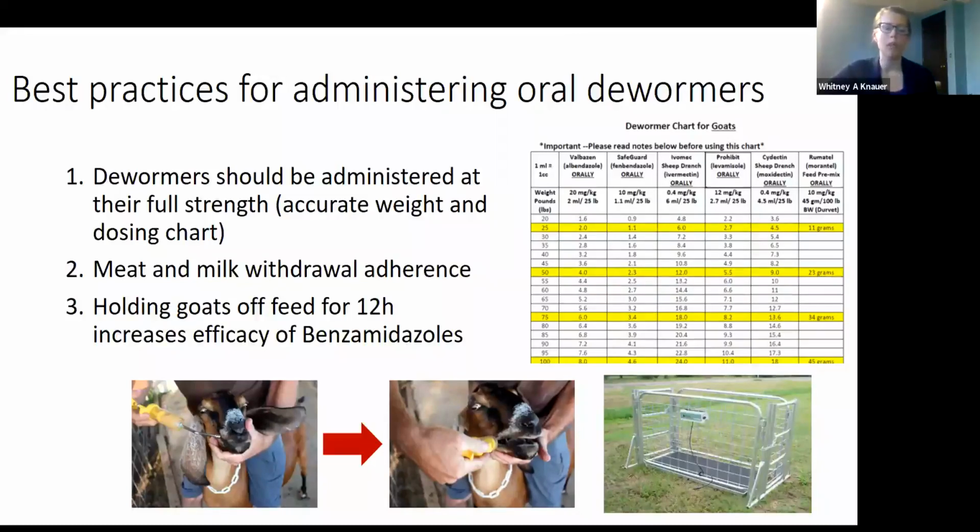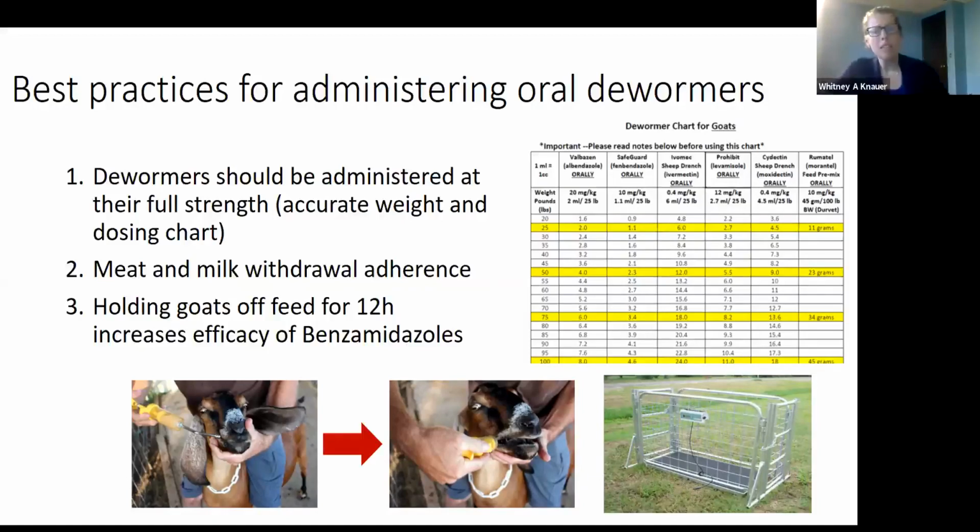So to make sure that we're getting that dosing syringe all the way behind the torus linguae, or the little lump in their tongue. So I want to get behind that into their pharynx so that they swallow. We want to make sure that we're adhering to our meat and milk withholding times.